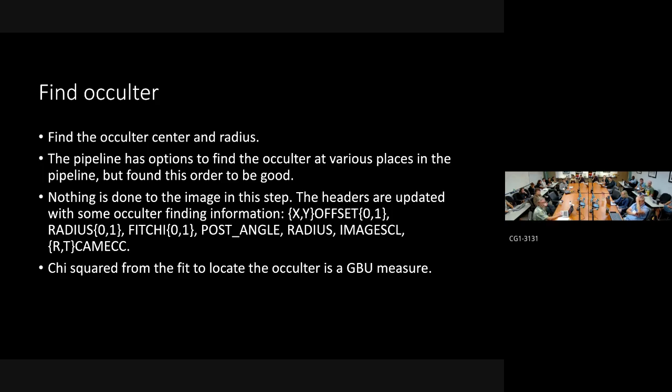Also, the chi-squared from the fit is in there. It's the fit chi-squared, and that's a measure of the GBU measure that we'll talk about later. So a measure of quality, right? So if it found that center very well, then hopefully we can combine the two cameras very well.